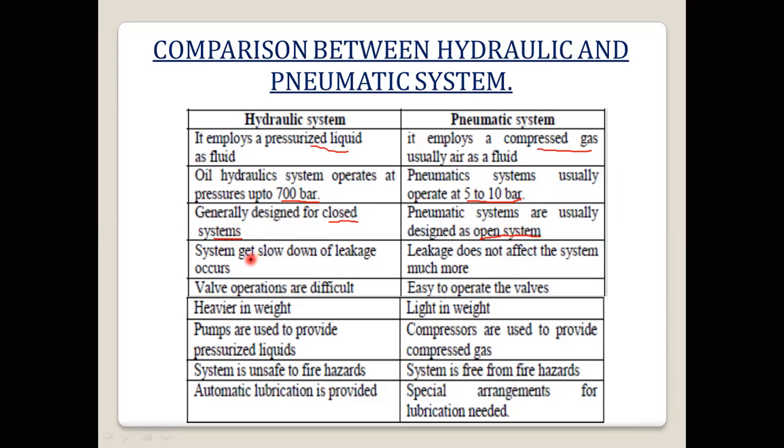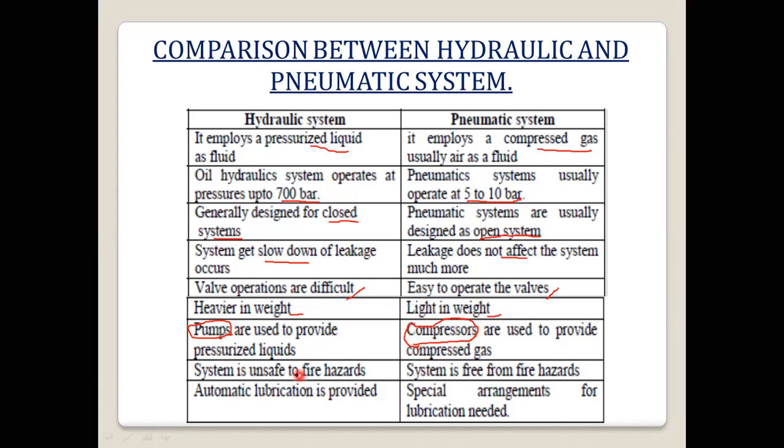In the hydraulic system, due to leakage, the system will slow down. But in pneumatics, leakage does not affect it. In hydraulics, valve operations are difficult, while pneumatics is easy to operate the valves. Hydraulic systems are heavier in weight, and pneumatic systems are lighter. We use pumps for the hydraulic system and a compressor for pneumatics.